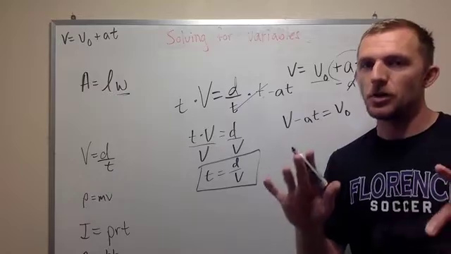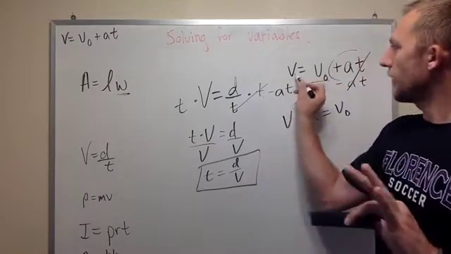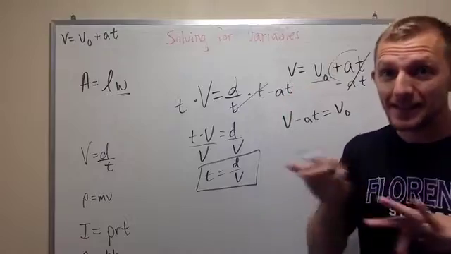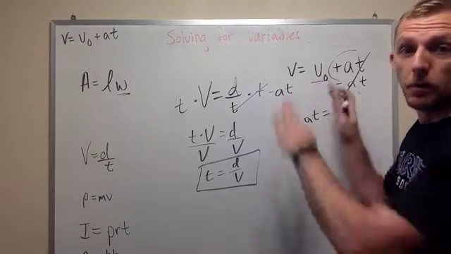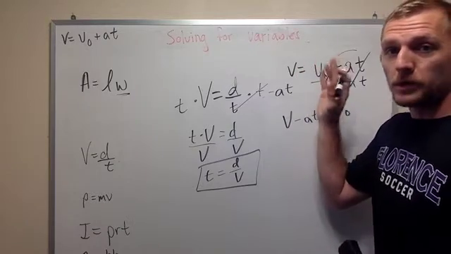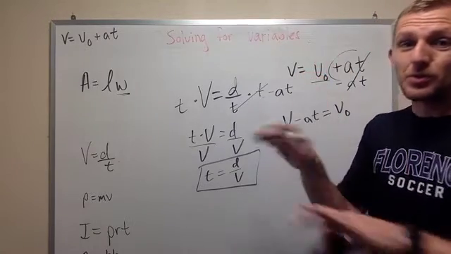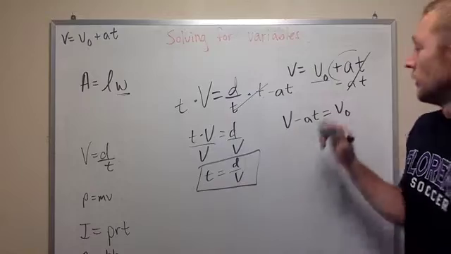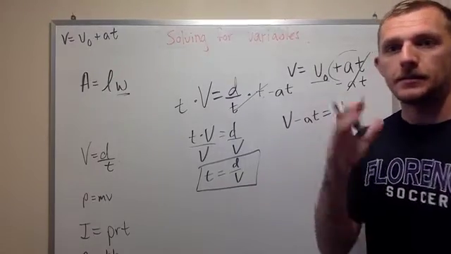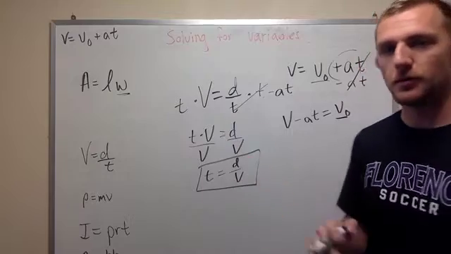And I know V naught and V are not the same. There's a 0 here, there's nothing here, so they're not the same. Okay? They both represent velocity. This is beginning velocity. That is what the velocity is at that current moment. So therefore, I got it. We're good. Now let me go ahead and do another one.